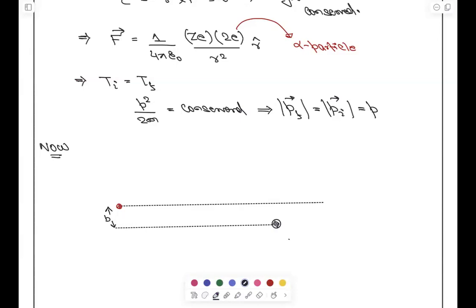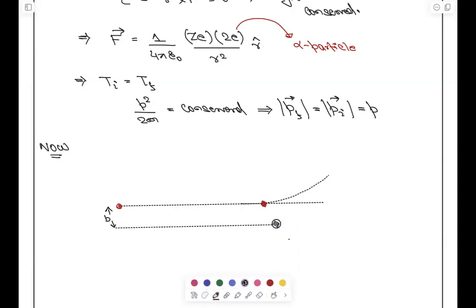Now understand, there will be something which is known as distance of closest approach. There will be a point when this point will come here. The path will be something like this. So at this interval of time, it is at closest distance. So I can simply say that this is the distance of closest approach.